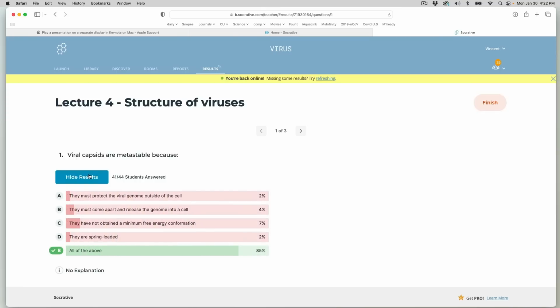Most of you got all of the above, which is correct. All these answers are right. Viruses are metastable because they have to protect the genome when it's outside of a cell. They have to come apart, right? Those are the two parts of the metastability. They've not obtained a minimum free energy conformation. We have to get there in order to uncoat, and they're spring-loaded. That's all part of being metastable.